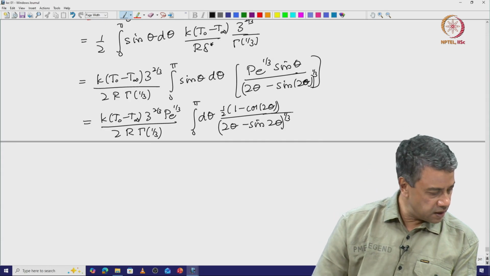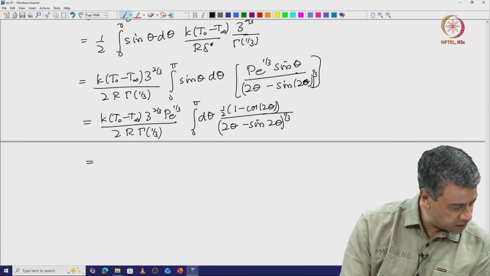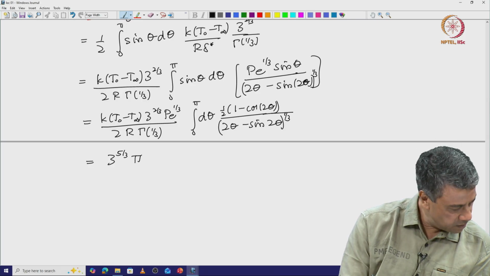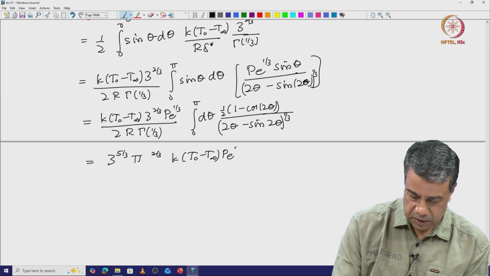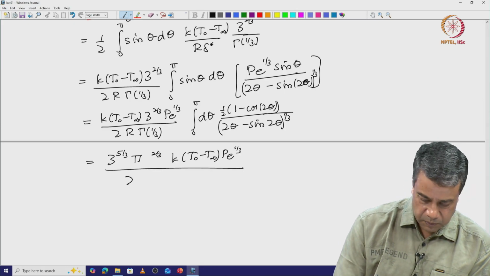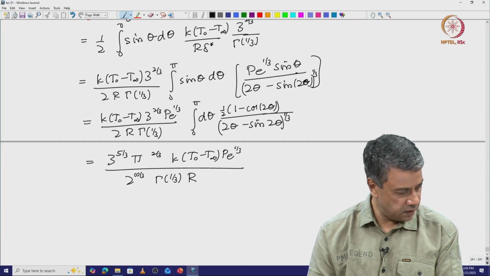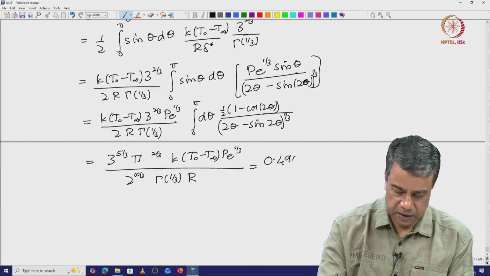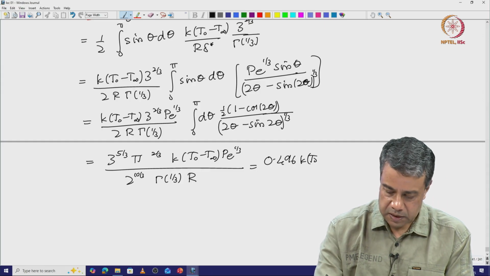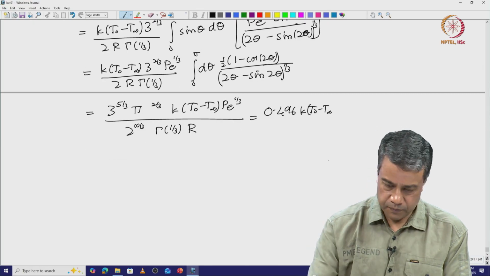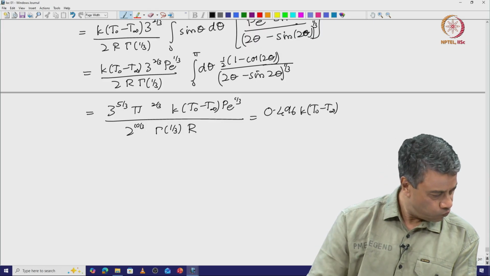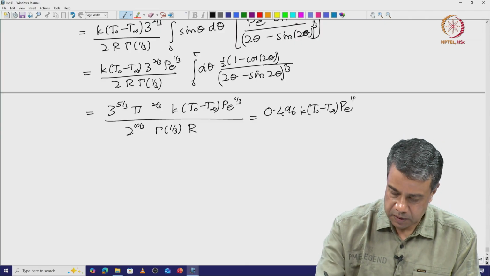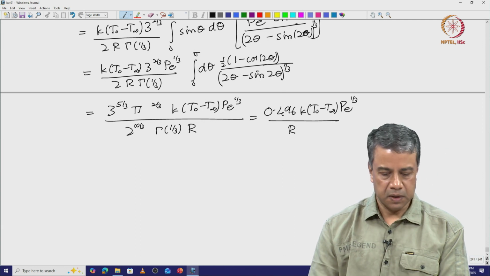So using that you can do the integration, and ultimately what you get is 3 power 5 by 3 pi power 2 by 3 k into T naught minus T infinity Pe power 1/3 by 2 power 10 by 3 gamma of 1/3 into R. This is effectively 0.496 k T naught minus T infinity Pe power 1 by 3 divided by R. So this is the average flux.